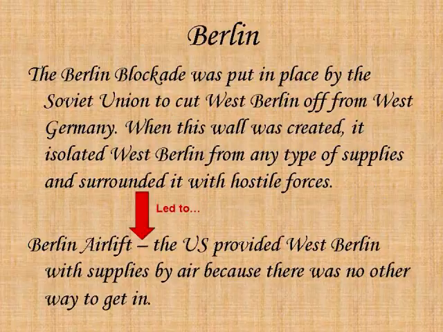The Berlin Blockade was put in place by the Soviet Union to cut West Berlin off from West Germany. When this wall was created, it isolated West Berlin from any type of supplies and surrounded it with hostile forces. So the U.S. provided West Berlin with supplies by air, which was called the Berlin Airlift.